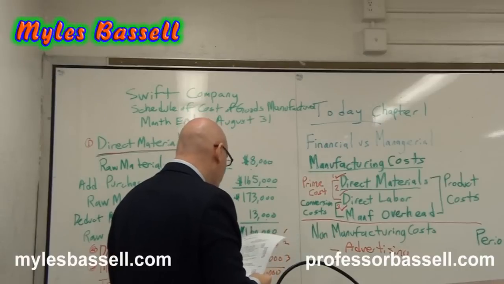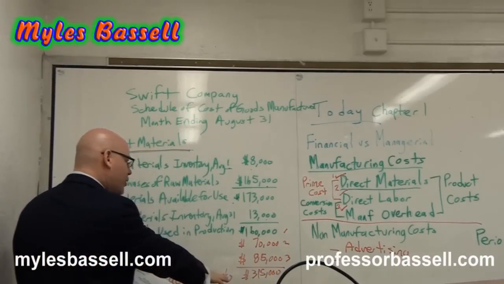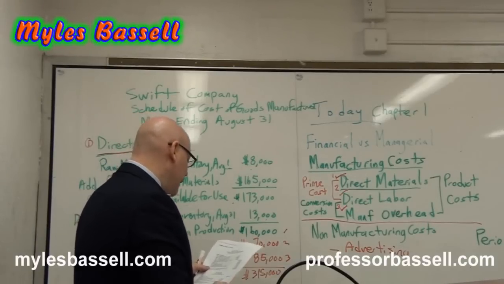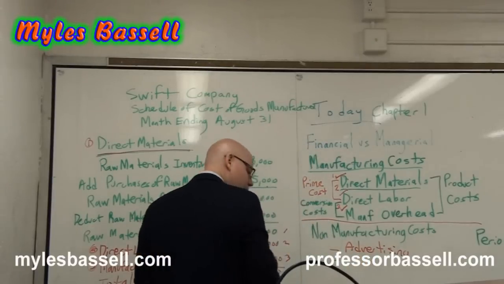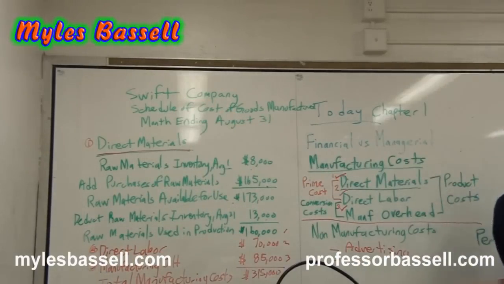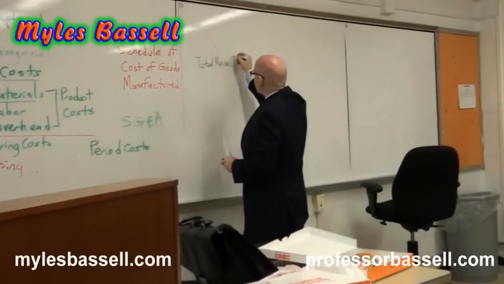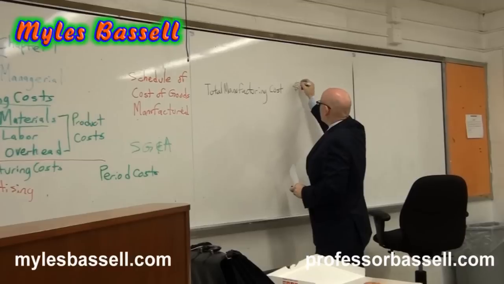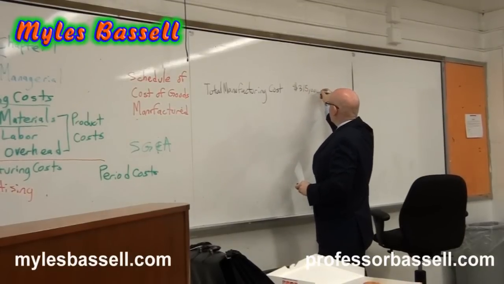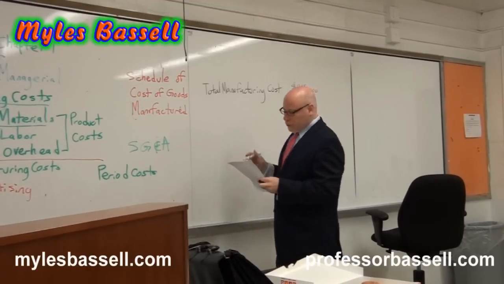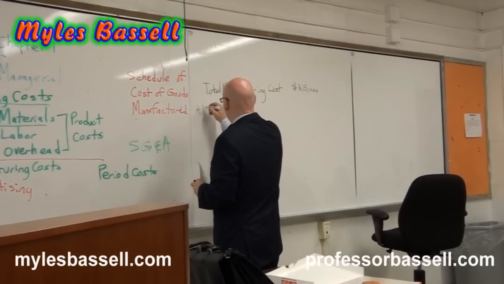All right, so we're not done yet. So far we have total manufacturing costs of $315,000. Now, there's something that we didn't capture yet. What did we leave out so far? What are we missing? So we have the total manufacturing cost, which is $315,000. Everybody got that so far? But we got to add something. What do we need to add?